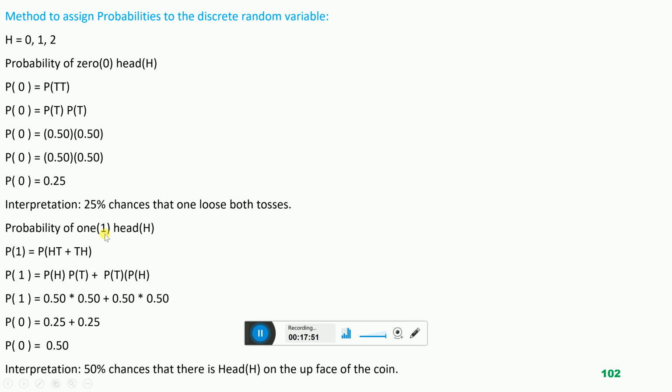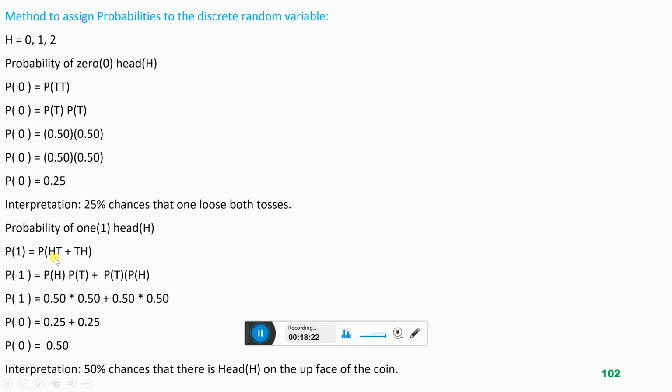Now the probability of one head. So probability of one head means when we toss a coin twice, only one time head appears and one time tail appears. How much are the chances? We will use the discrete probability distribution function to assign probability to one head when we toss a coin twice. So probability of one head we will write like this: probability of head tail plus probability of tail head.